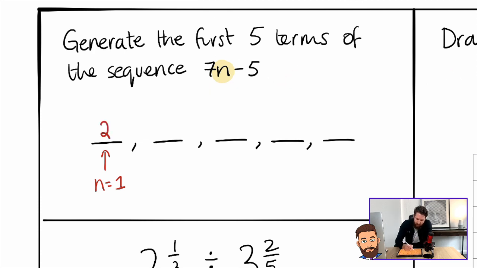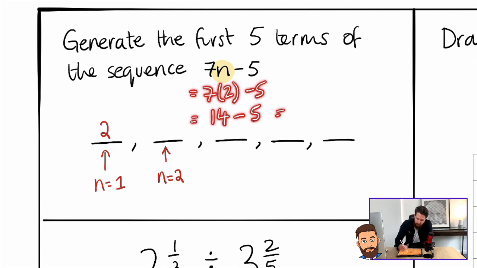And we could do the same for the second term. We could say that n is 2. Substituting n is 2 into our nth term, 7n minus 5, would give us 7 lots of 2 minus 5. So that would be 14 minus 5, which equals 9.